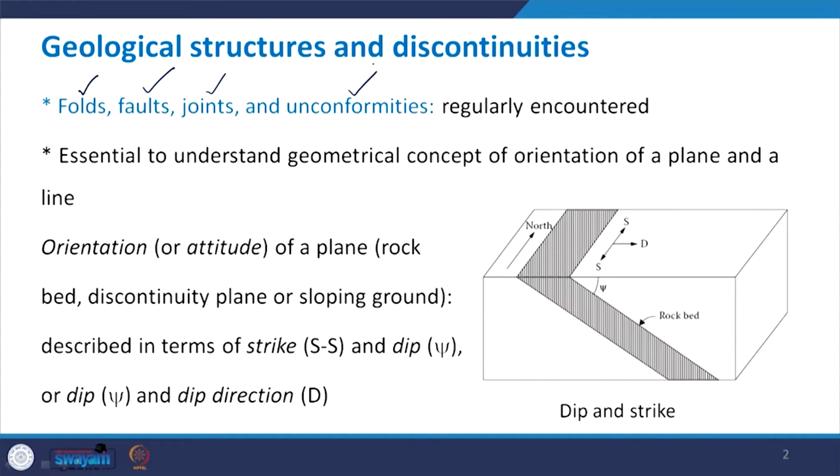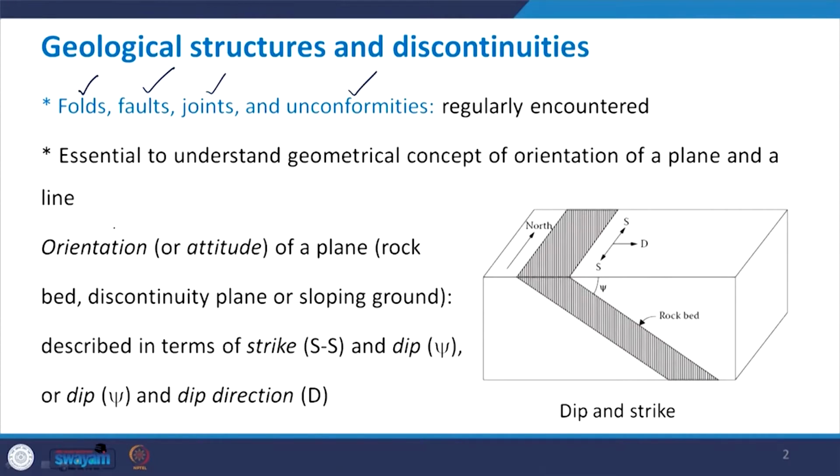Now, these structures are three-dimensional. If we have to represent them on a 2D plane, we need to have some quantities such that we are in a position to represent these three-dimensional structures on a 2D plane. So, for that the graphical representation comes into the picture. Therefore, the orientation of a plane, and this orientation is also called attitude.